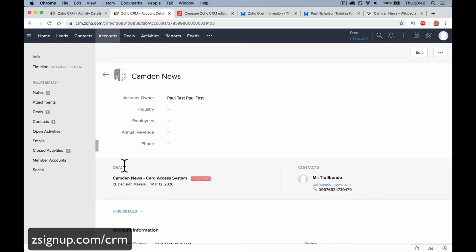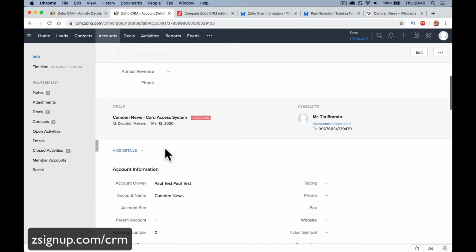Whether it's a lead, contact or account or even deals, it's all very familiar and you're going to find the information. You can jump around. The beauty of Zoho CRM is you can really find five different ways to get to the information. Get into the contact, get into the deal. You can search up here for the deal.